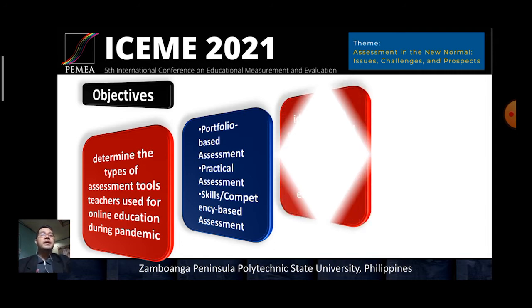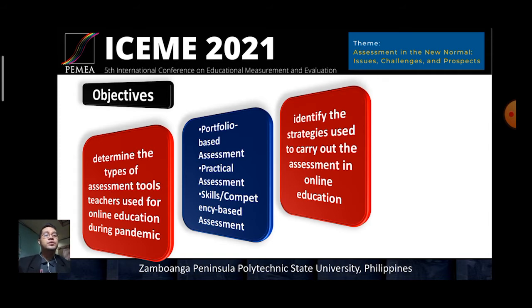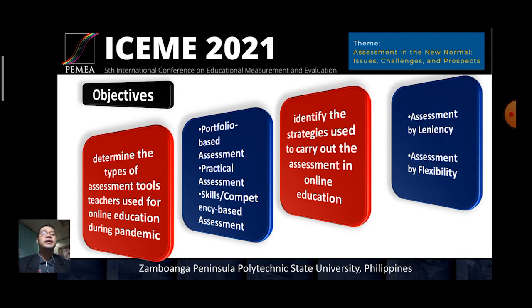The next objective is to identify the strategies used to carry out the assessments in online education. These are some of the practices that are being implemented or analyzed in terms of assessment by leniency and assessment by flexibility. When you talk about leniency, this refers generally to patience and tolerance in conducting our assessments of our learners. If you talk about flexibility, this means that you have a lot of other portals or channels or media where assessment is conducted. It may be through phone, through Messenger, or any form of simple technological application.